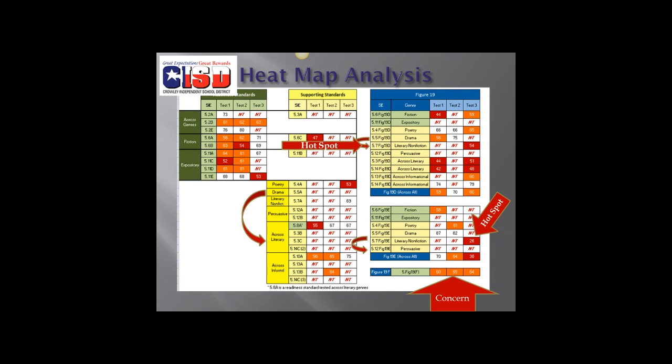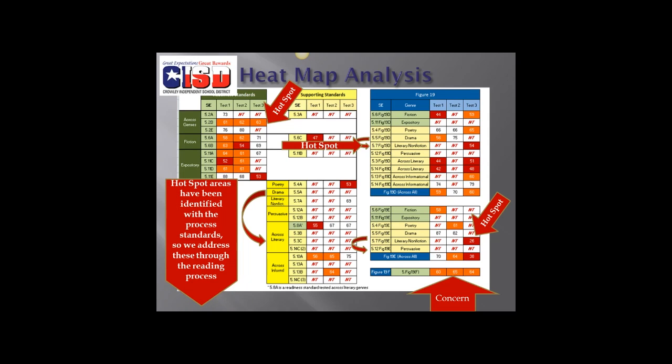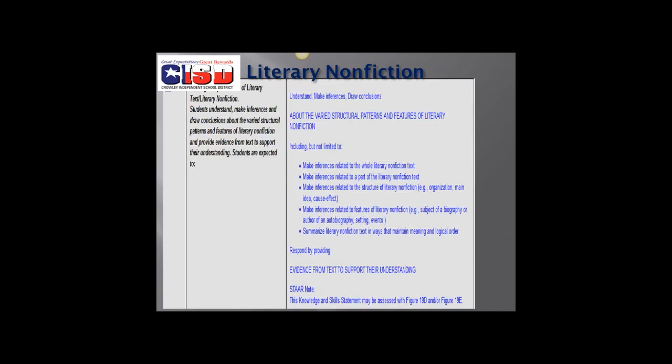So we see that we have a definite area of concern where our process standards are concerned. Also, we see 5.2b, which is the vocabulary development, use context clues, which also is sort of like a process standard. Therefore, hotspot areas have been identified with the process standards, so we address these through the reading process.